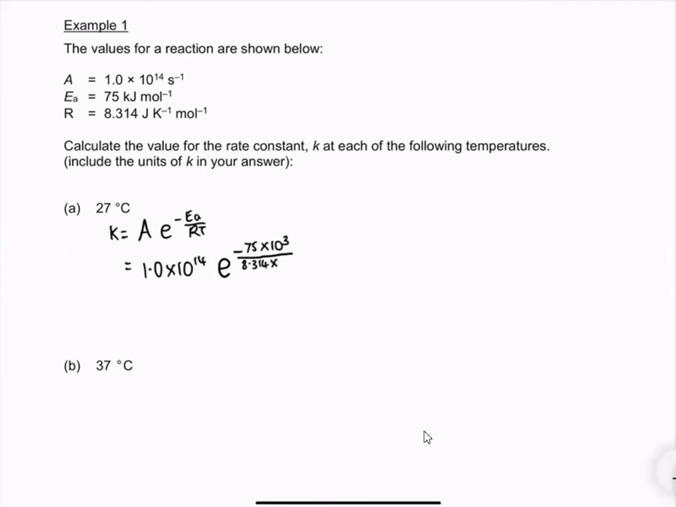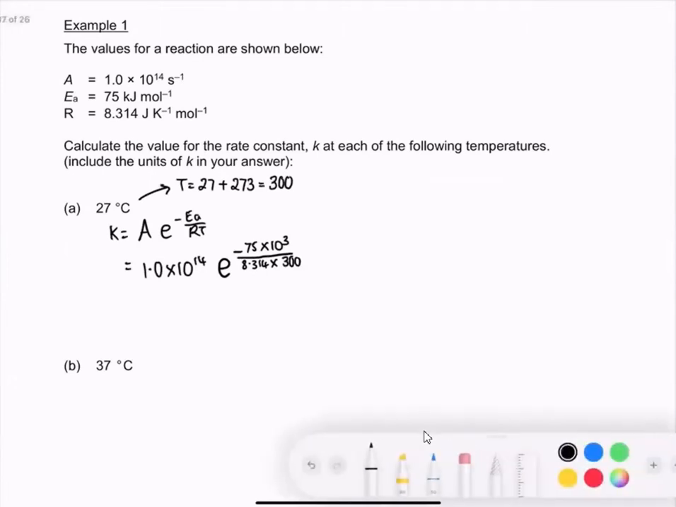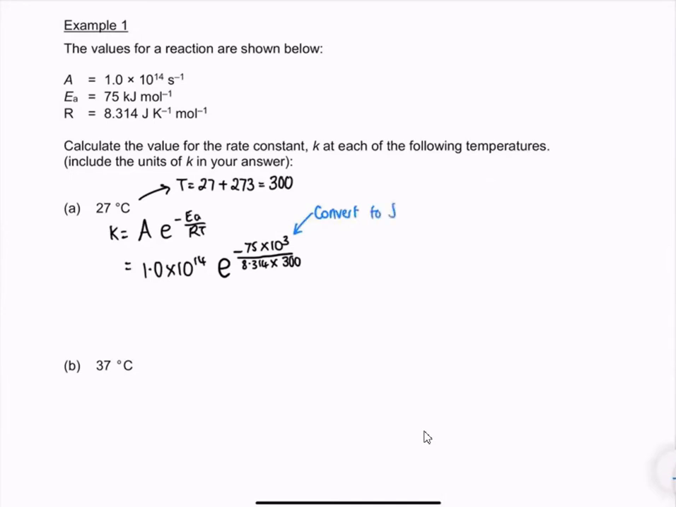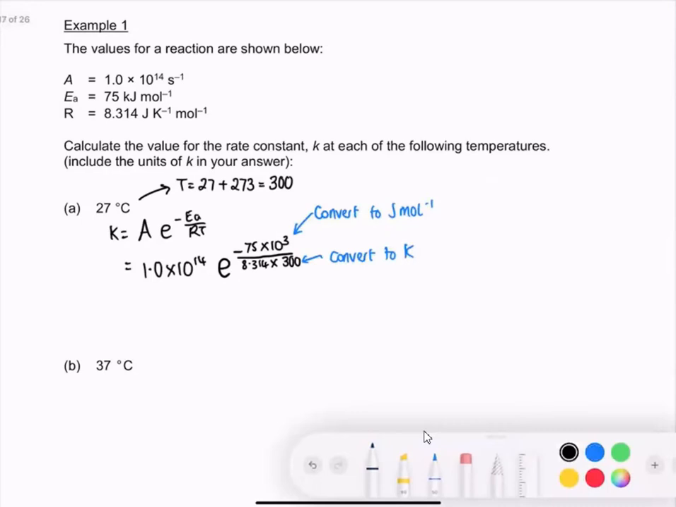Now we've been given the temperature, but it's not in the right units. So how do we convert 27 degrees C into Kelvin? For temperature, it's not a times by 10 to the 3 thing. Add 273. So we're going to get our two converted things. This is converted to joules per mole by multiplying by 10 to the 3, and this was converted to Kelvin.